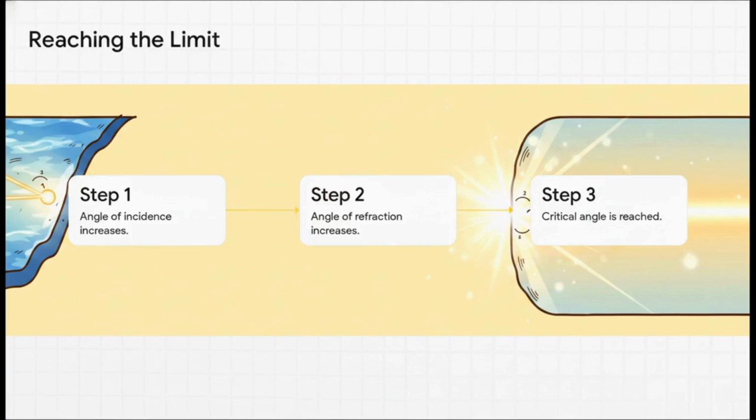At a very, very particular angle of incidence, the refracted ray bends so dramatically that it travels exactly along the boundary line separating the two media. It's literally skimming right along the edge. This highly specific, magical tipping point is known as the critical angle.